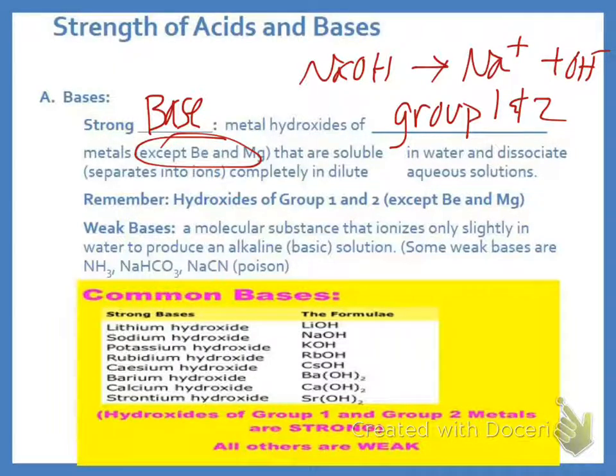That's what makes it a strong base. Okay? A weak base is something that only slightly ionizes in water to produce an alkaline solution. Anytime we're making a base, it's going to make an alkaline solution. Alkaline is just another word for basic. Okay?